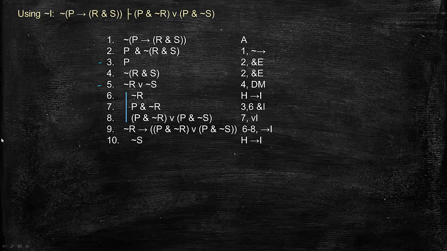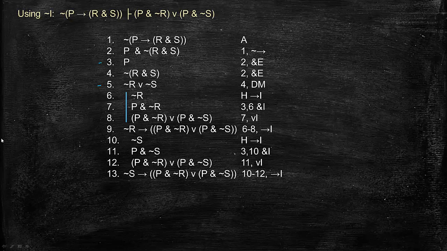Hypothesize not S, right? Now you have P and not S by 3, 10, and introduction. So now you can just add in P and not R on the other side by, again, or introduction. If not S, then P and not R or P and not S, same way. And so you got both your conditionals.